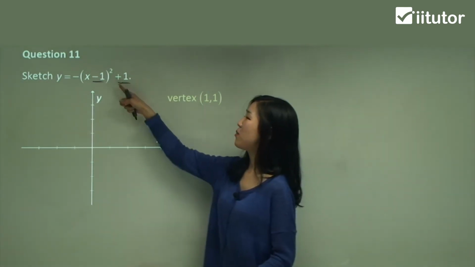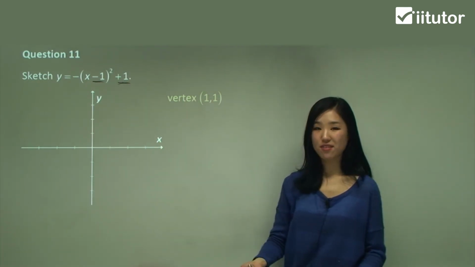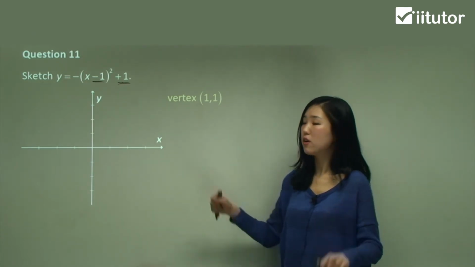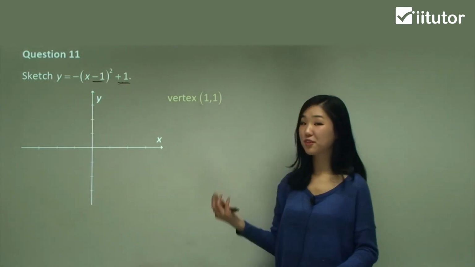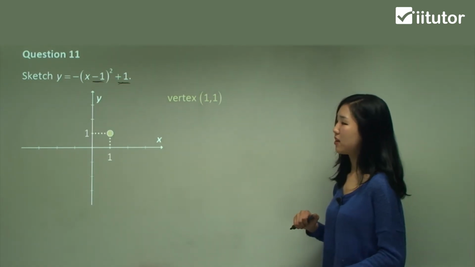Okay? And now this one is straightforward. It's +1, so the +1 is the y coordinate of the vertex, because we're shifting up, which means we're going in a positive direction. So that's why it's going to be 1. Hopefully the vertex is pretty simple for you guys now. Now, just plot it in.